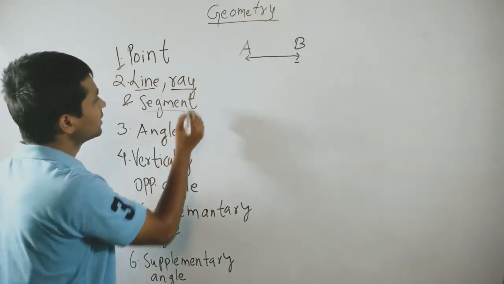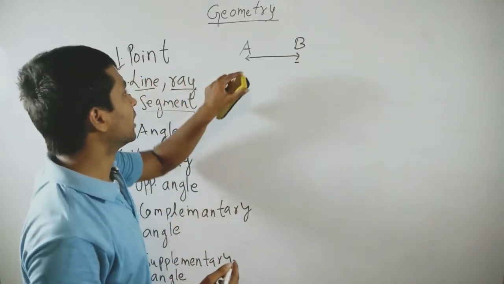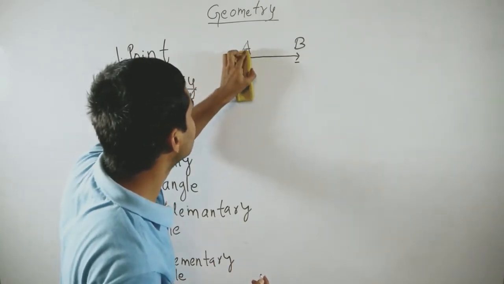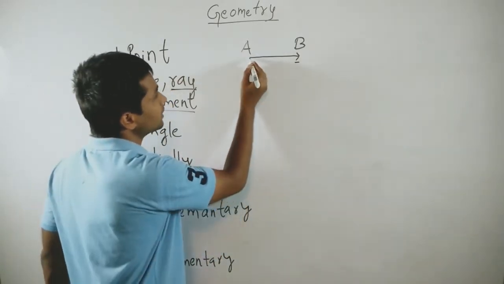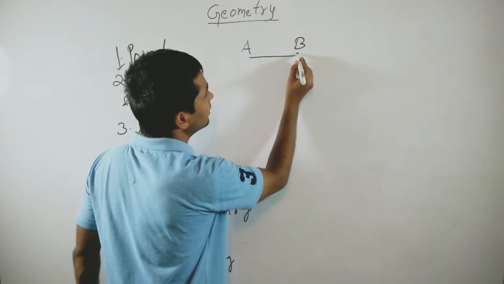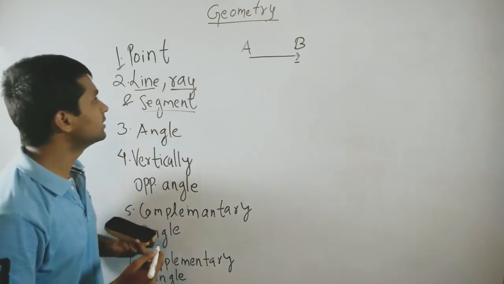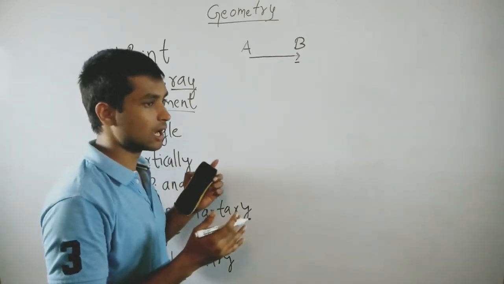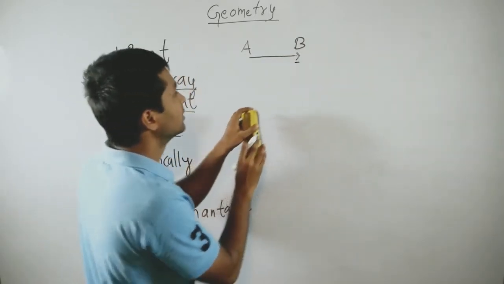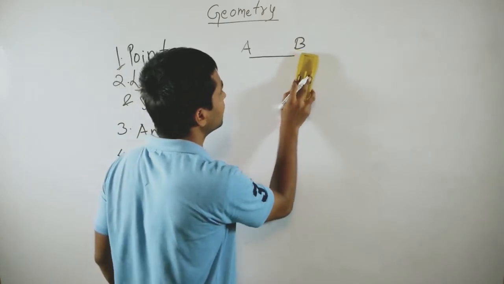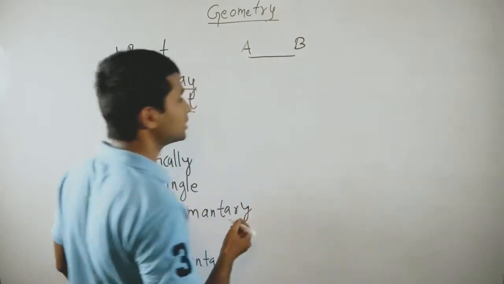Next concept is ray. The difference between a line and a ray is that a ray has an end point. For example, if I delete the arrowhead here, it has a beginning here while the end is till infinity. This is a ray. Next is a segment. A segment is a part of a line with a specific length. For example, if I delete both the arrowheads, here AB is a segment, or we can also call it a line segment.